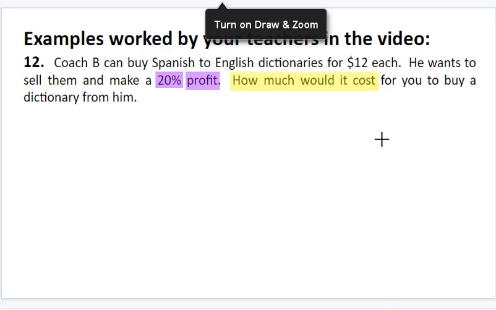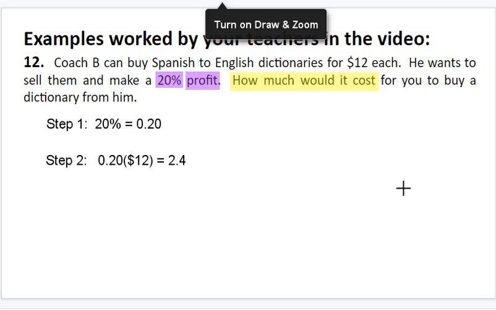So step 1 is to turn our percent into a decimal. So I move it twice to the left and I get 0.20. Step 2 is to take that decimal and multiply it with the original cost of the dictionary, so $12. So if I take my 0.20 and I multiply it by 12, I get 2.4.